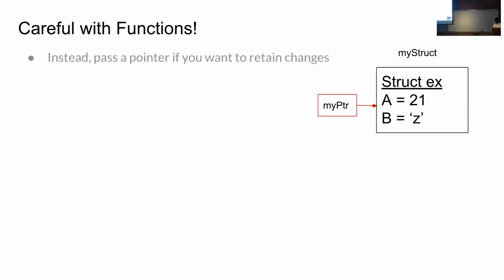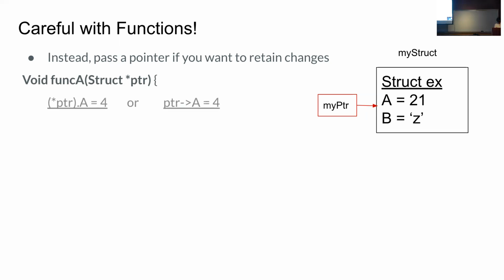So the way to avoid this, pass a pointer whenever you want to retain your changes, right? So if you ever want to edit something using a function, you pass in a pointer to that thing as the argument. So in this case, instead of passing in the struct, we pass in a pointer to the struct, right? So star pointer gives you the object itself, and then you can use .a, or you can use this other notation with the arrow. They're the exact same, okay?